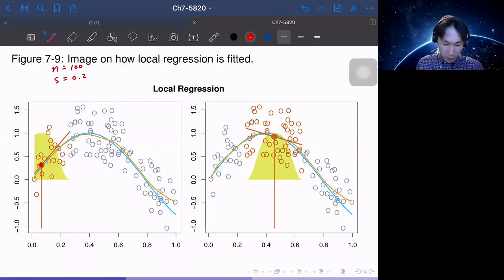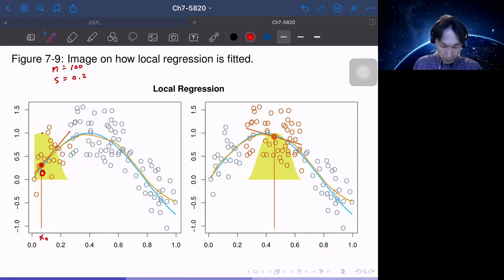Yeah, so we choose the closest 20 observations, and using these 20 observations, we fit the straight line. But we give higher weight to closer observations. And this green curve represents the weight given to each observation. For example, this observation is close to this x0, so it's given higher weight. This green graph doesn't have a scale, but this is the highest weight.